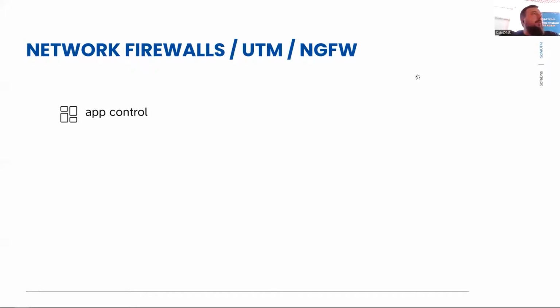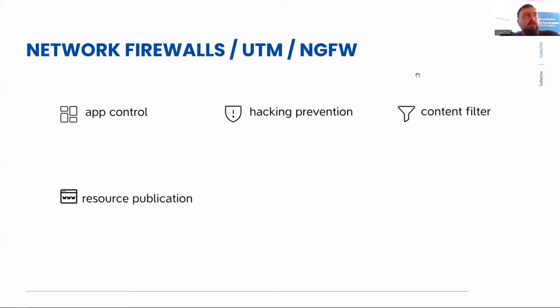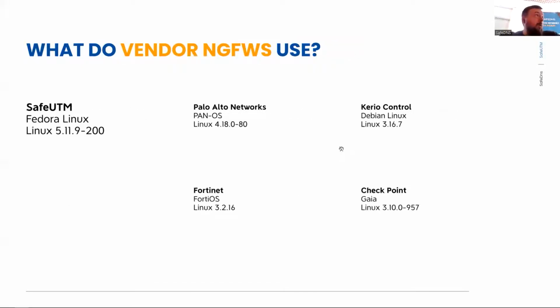Let's look at the commercial solutions first and the functions that they have. Along with the features that I mentioned, a UTM or next generation firewall usually has application control, hacking prevention, content filter, of course, as part of every UTM solution, resource publication, antivirus, and of course a firewall. So what do vendors of commercial firewalls usually have inside? Let's look at the commercial solutions based on open source available on the market.